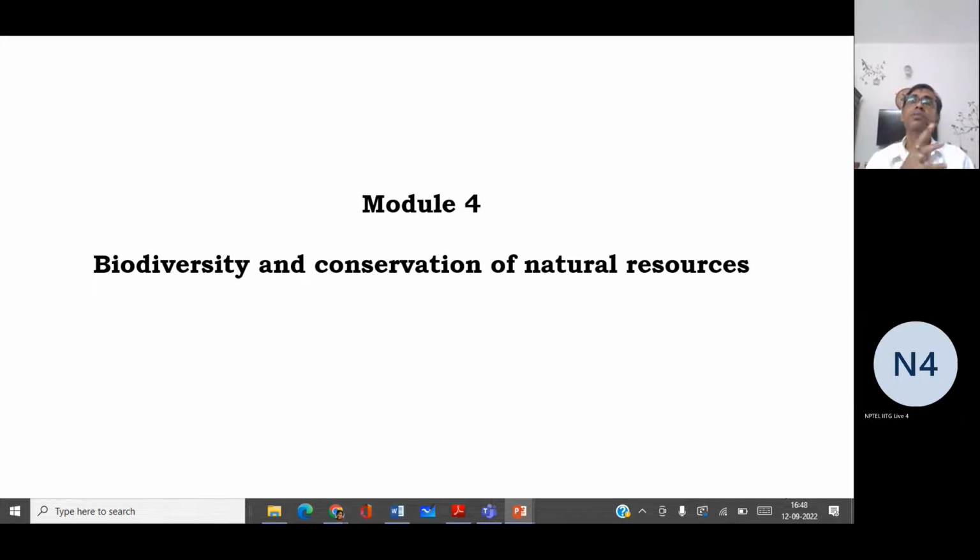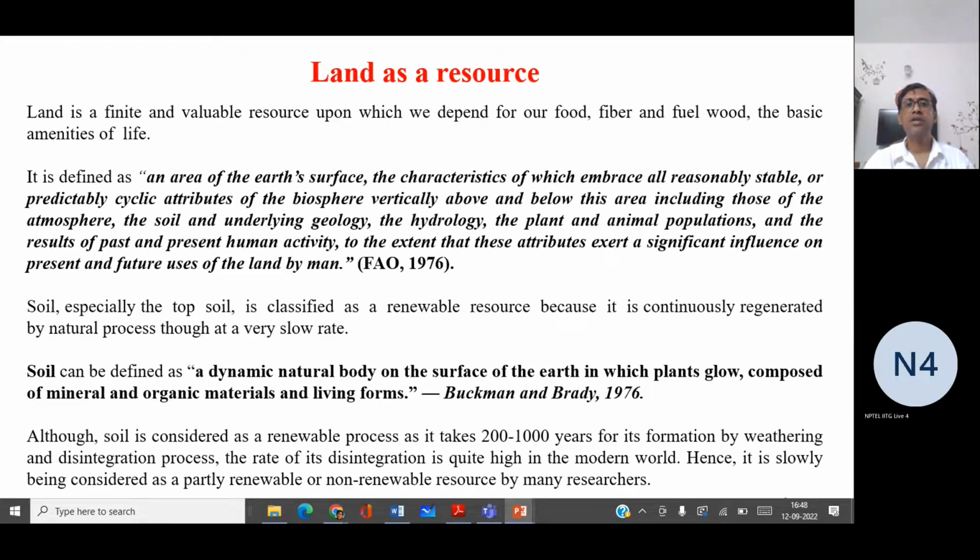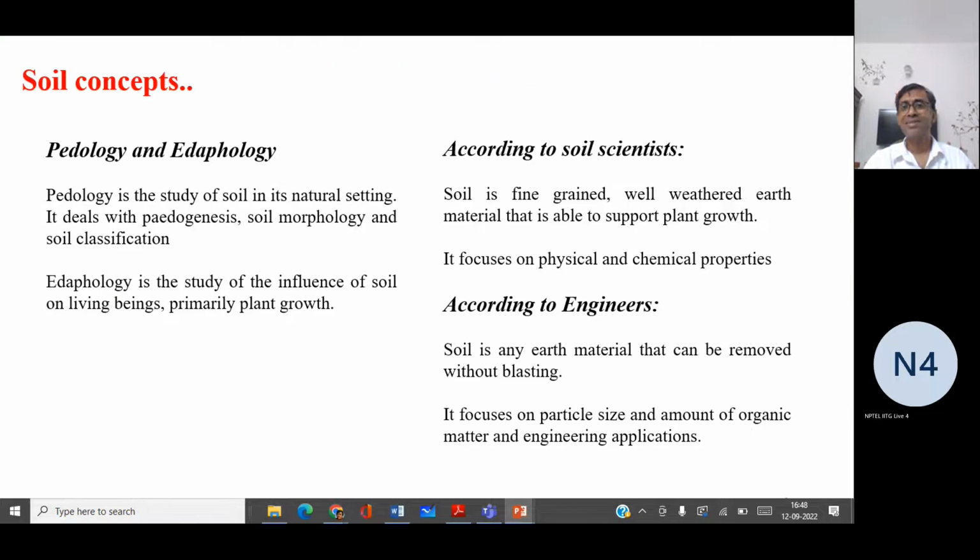So if you look at that biodiversity, it actually provides us a lot of resources, not only for our livelihood or sustainable living, but also sometimes for income resources. From here you can go for different kinds of professions, like I talked about during the lectures.